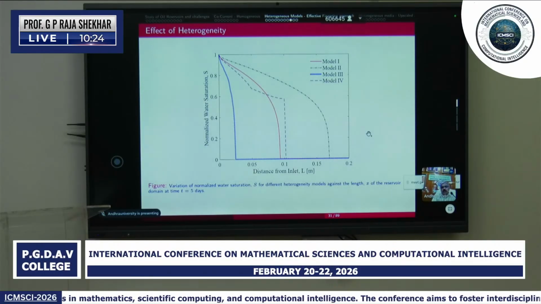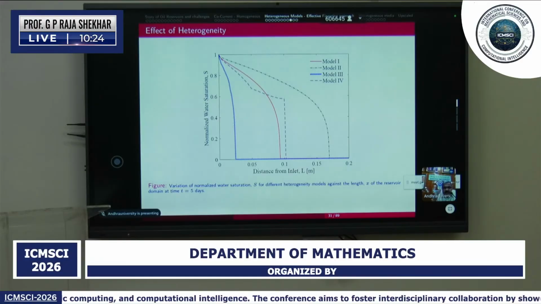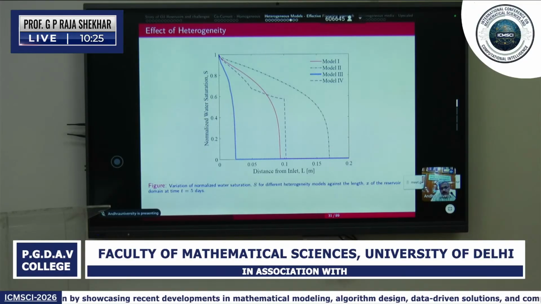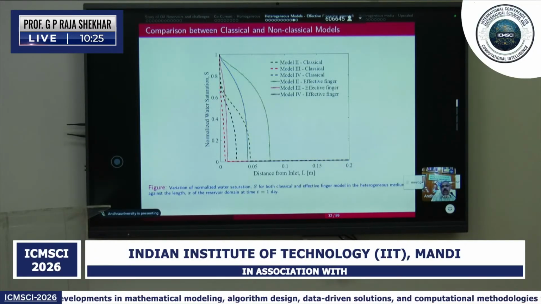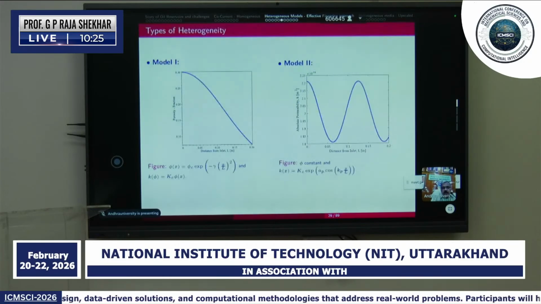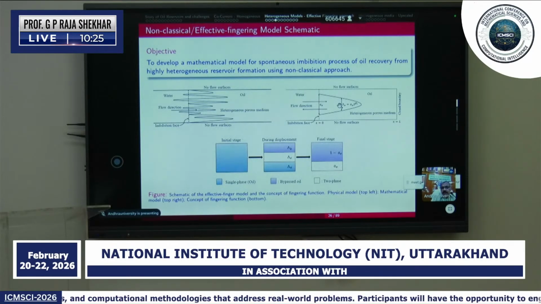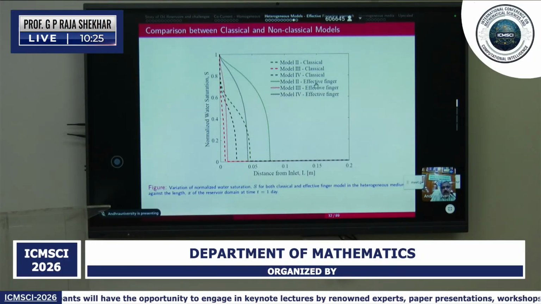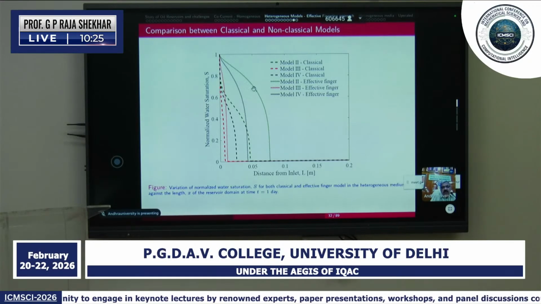This gives an idea of how saturation varies drastically from model to model. Therefore, without a proper analysis estimate, if you go to the oil reservoir with this, you will get shocking results, so one has to be very careful. But we have implemented our effective finger model, as you can see. This is the classical model, and this is the effective finger model. As you can see, the effective finger model is delaying, slower.